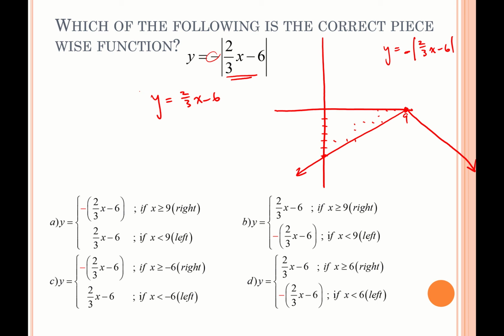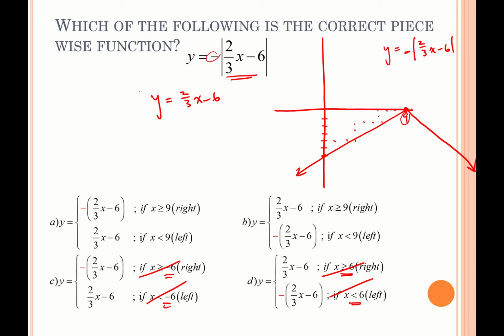Now, when you look at the choices, when you write your piecewise, you have to use your x-intercept of 9, right? So that means that C and D are both wrong because your piecewise is being split at 6 and negative 6. That's wrong. So the choices you have right now are either A or B.